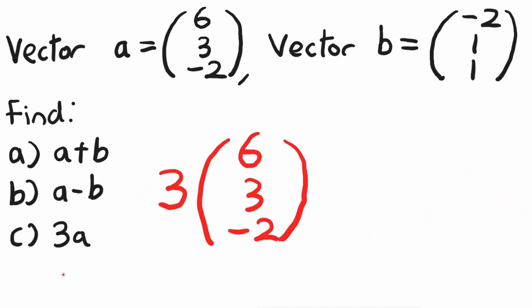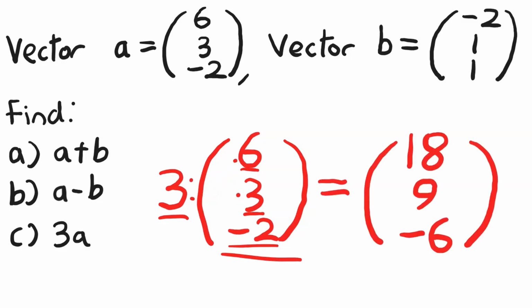And then for part C, we need to find 3 times the vector A. The way that we do this is we put a 3 in front of this vector A, and then we multiply each of the terms in this vector by 3. So 3 times 6 is 18, 3 times 3 is 9, and 3 times minus 2 is minus 6. So therefore 3A is equal to (18, 9, -6).